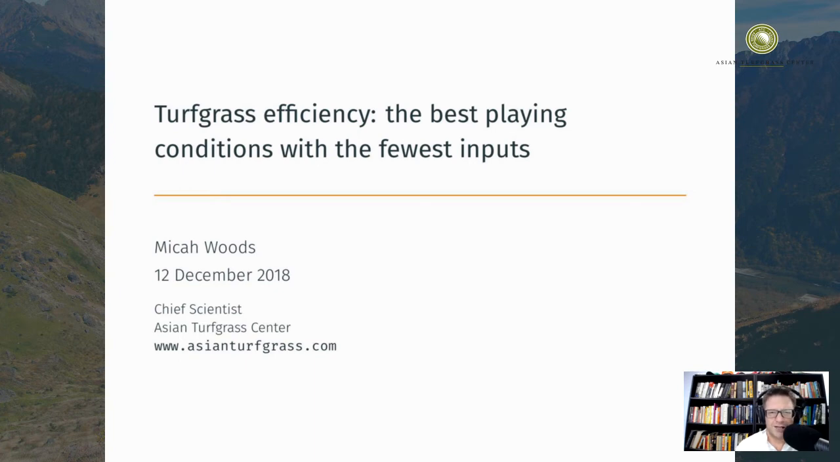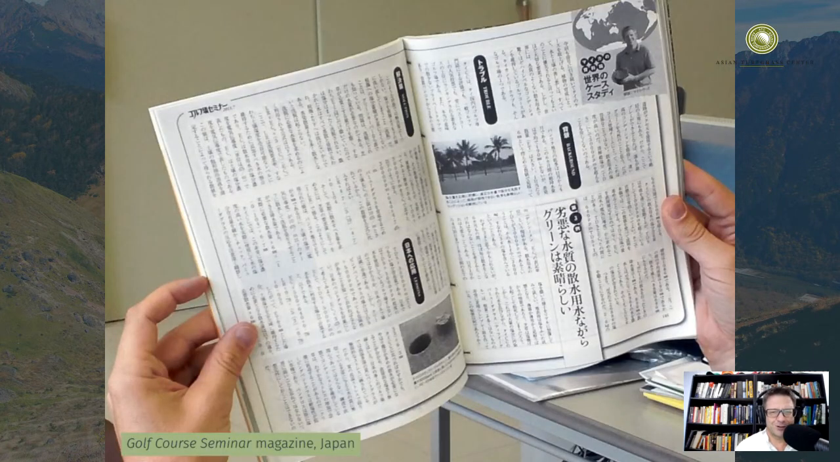So anyway, this is a presentation that I absolutely, I can't even remember where I gave it, but I really like the topic, the best playing conditions with the fewest inputs. And that's something that I talk about constantly. And I'm just going to start this. I'm definitely not going through all 43 slides.